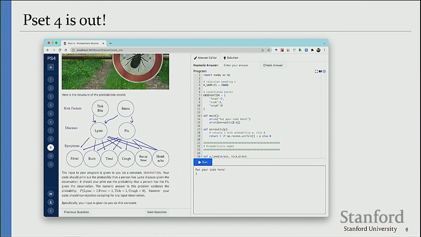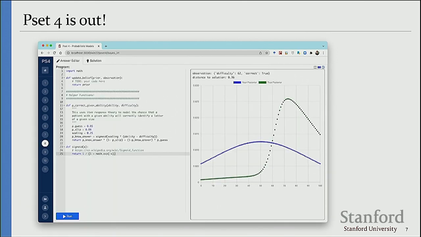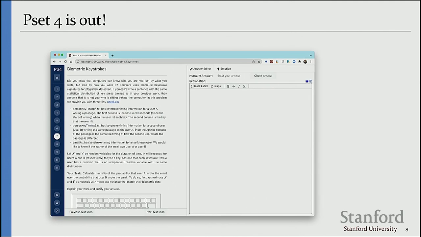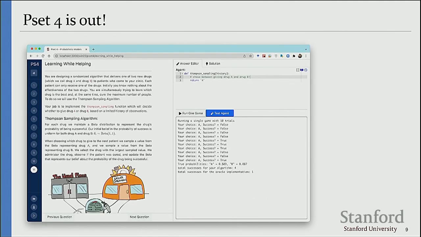It's got a whole bunch of cool things, like you're going to be working with real Bayesian networks. You are going to be expressing uncertainty as to somebody's ability. I think this one was for chess. You're going to be looking at biometric keystrokes. There's a whole bunch of really wonderful, interesting problems.